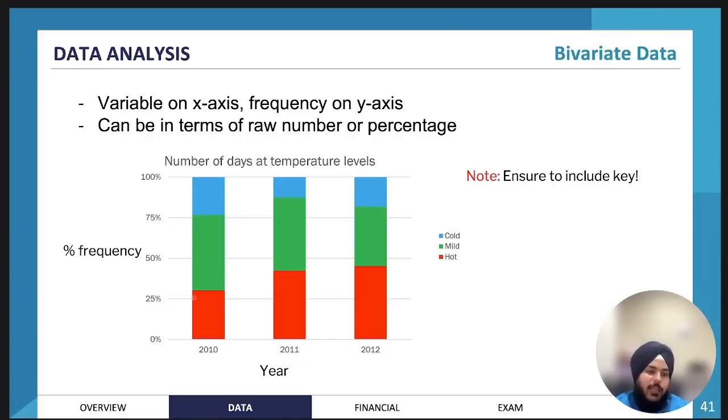So this way we can easily tell that 30% of the days in 2010 were hot. So here we have two variables. So not only the number of days at temperature levels, we also have the type of temperature.